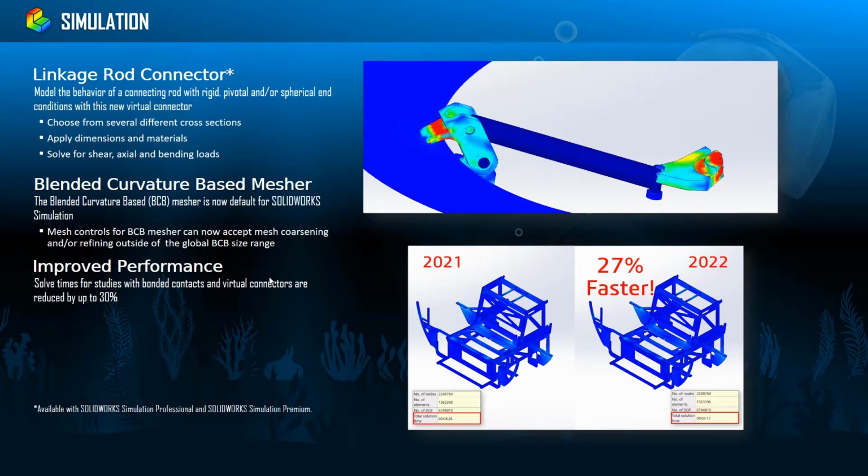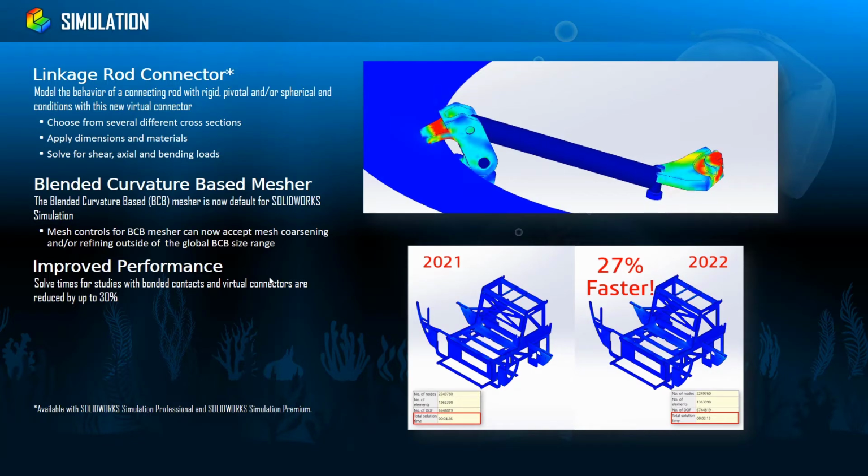We already know in SolidWorks previous versions we have connectors, different types of connectors. In 2022 we have the linkage rod, which has the capabilities of rigid, pivotal as well as spherical conditions, and we can add several different cross sections such as circular and rectangular, and even define the dimensions and the material for that connector. With respect to this linkage rod, we can get results according to shear, axial and bending loads.